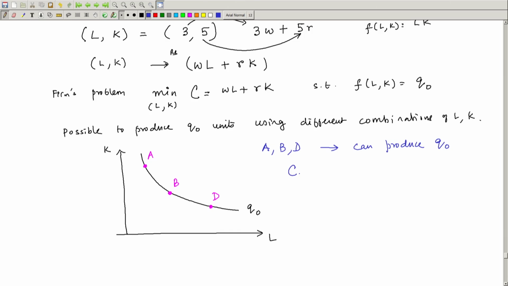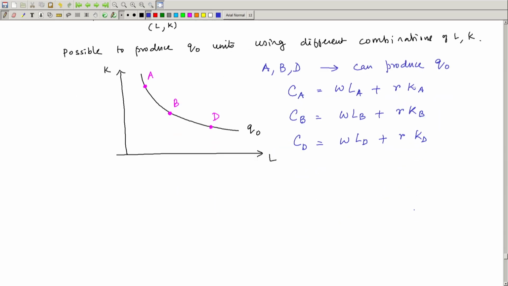Well, what's the cost associated with bundle A? That's going to be W times LA plus R times KA. The cost associated with bundle B is going to be W times LB plus R times KB. And the cost associated with bundle D is W times LD plus R times KD. And we will very soon see that these costs are not going to be the same. They are going to be different.